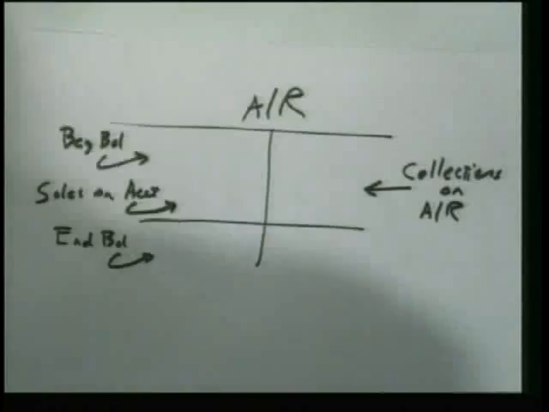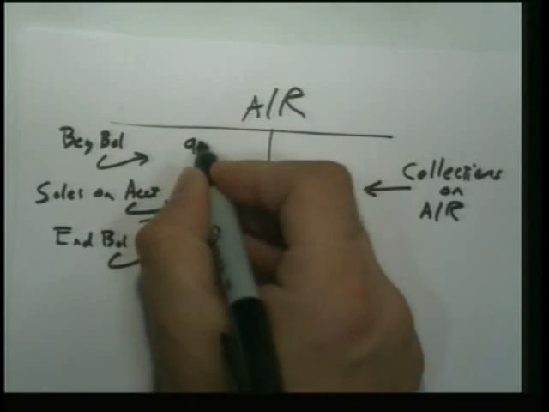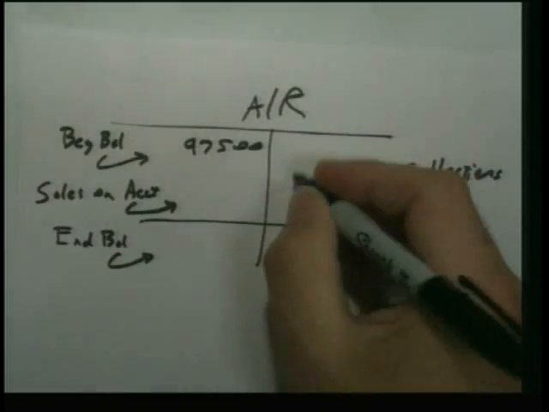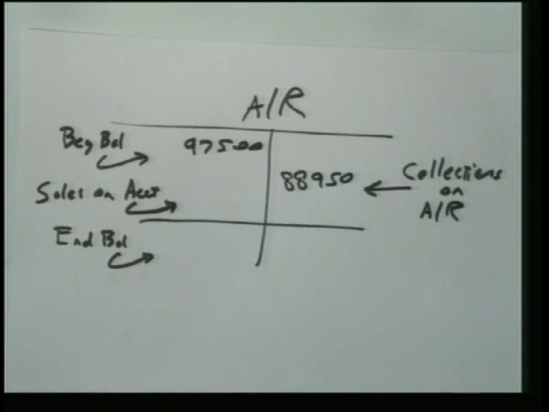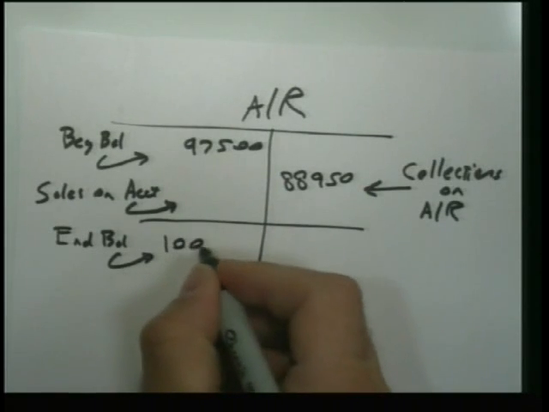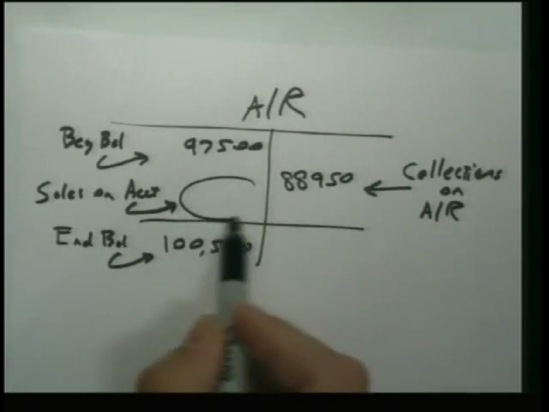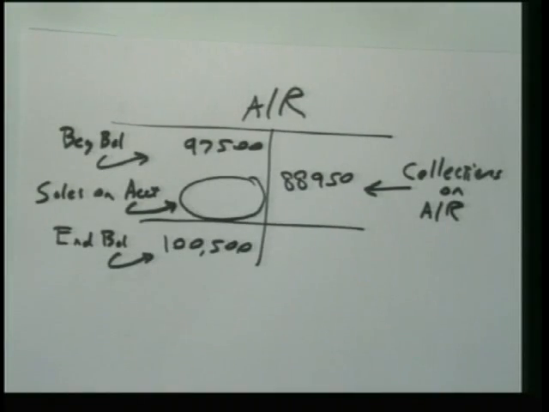So let's put in the amounts that we have. They tell us that at September 30, there was a $97,500 balance in there. They collected $88,950 during October. And the October 31 balance was $100,500, right? So they want to know what the sales on account are, correct? So there's one number and only one number that will go in that circle that will cause that to all be complete. Is that correct? What is that number?